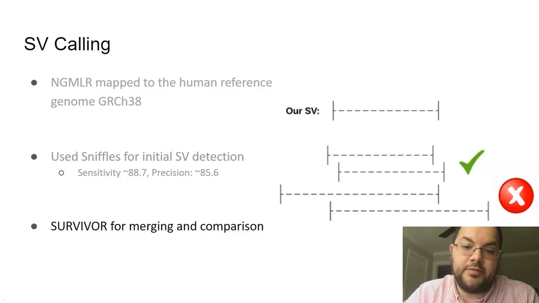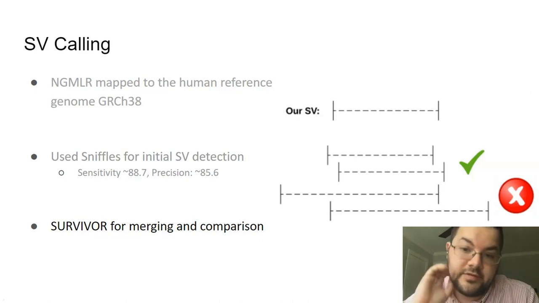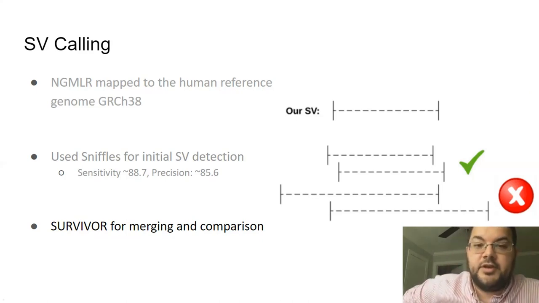But then, however, we used Survivor, and the reason why we use Survivor is we have to compare structural variants and merge different VCF files for each individual. And how Survivor does that is by comparing the breakpoints as well as the type of the structural variant that has been inferred. Based on the breakpoints and the type, it allows us to merge two or more structural variants together across different VCF files and create this population VCF file.